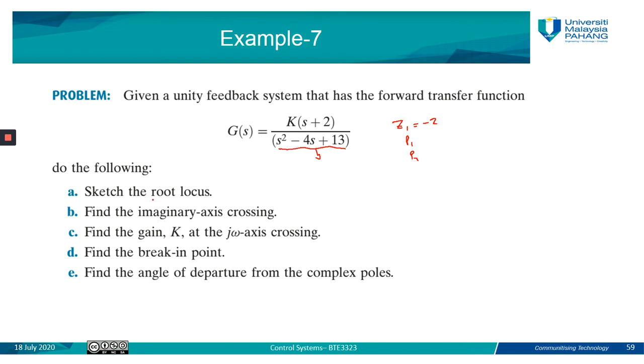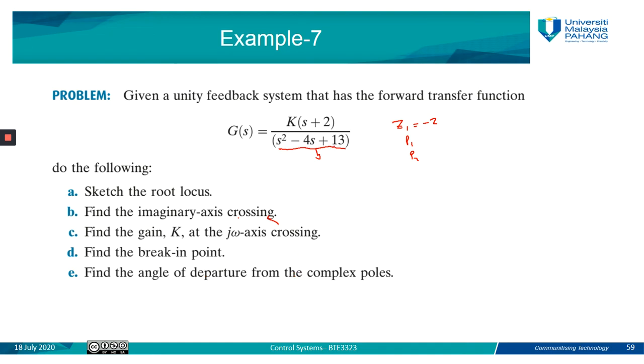The question says sketch the root locus. We can draw a general form of the root locus by applying the first 5 rules, but in order to refine or finalize the sketch, we need to apply the rest of the rules. It says sketch the root locus, find the imaginary axis crossing, which is rule number 7. Find the gain k, which is the value of the gain at the j omega axis crossing, also related to the crossing, rule number 7. Find the break-in point, which is rule number 6. Find the angle of departure from the complex pole, which is rule number 8.